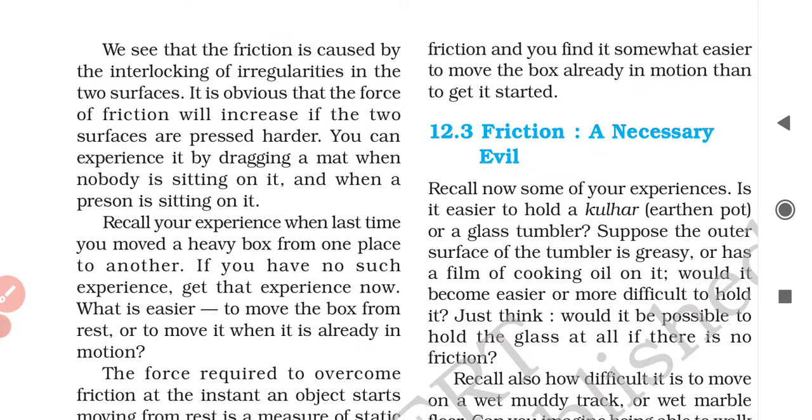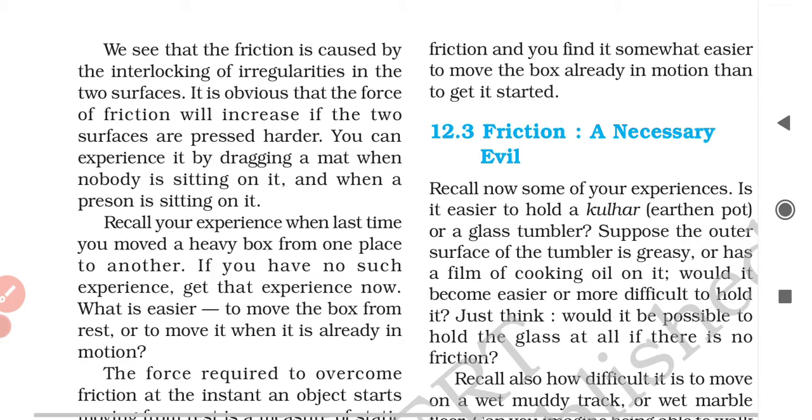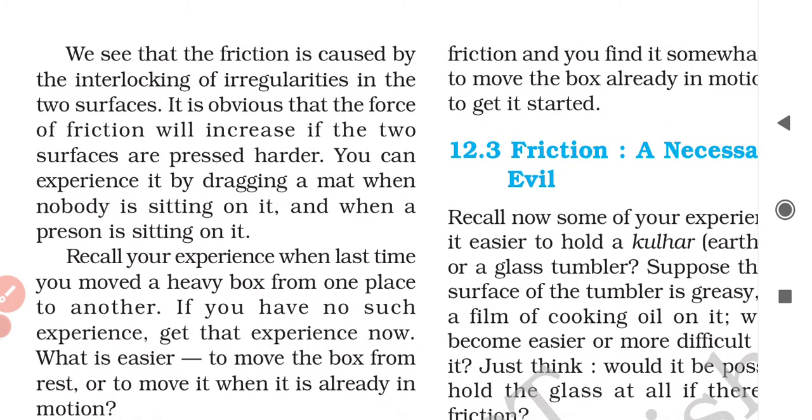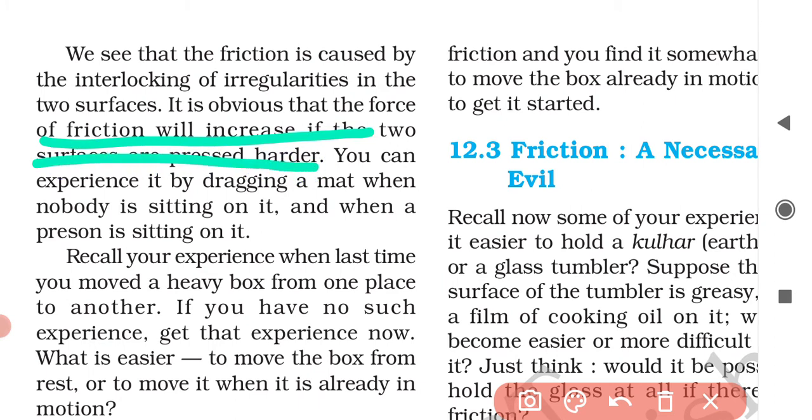So with this we can say that friction is caused by the interlocking of irregularities in the two surfaces. Clear? And it is obvious that the force of friction will increase if the two surfaces are pressed harder.